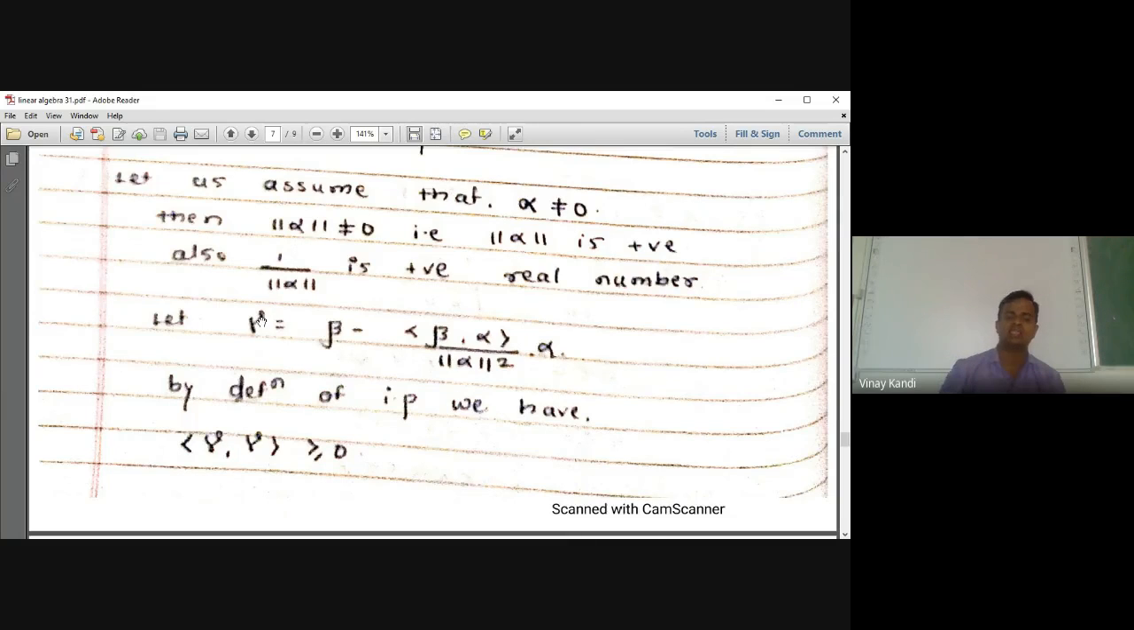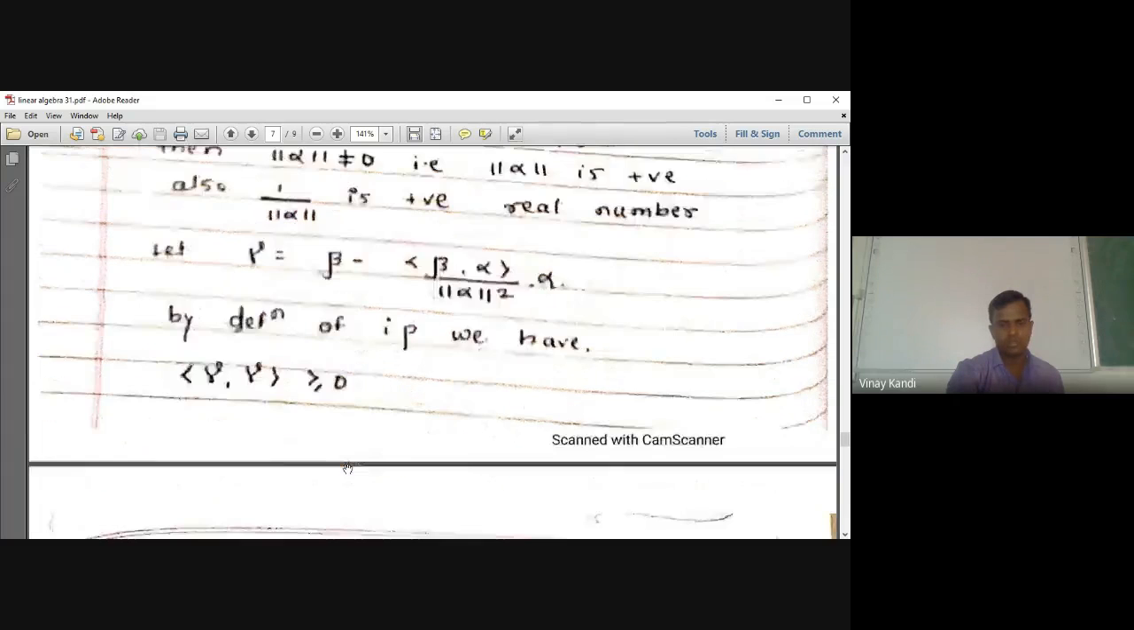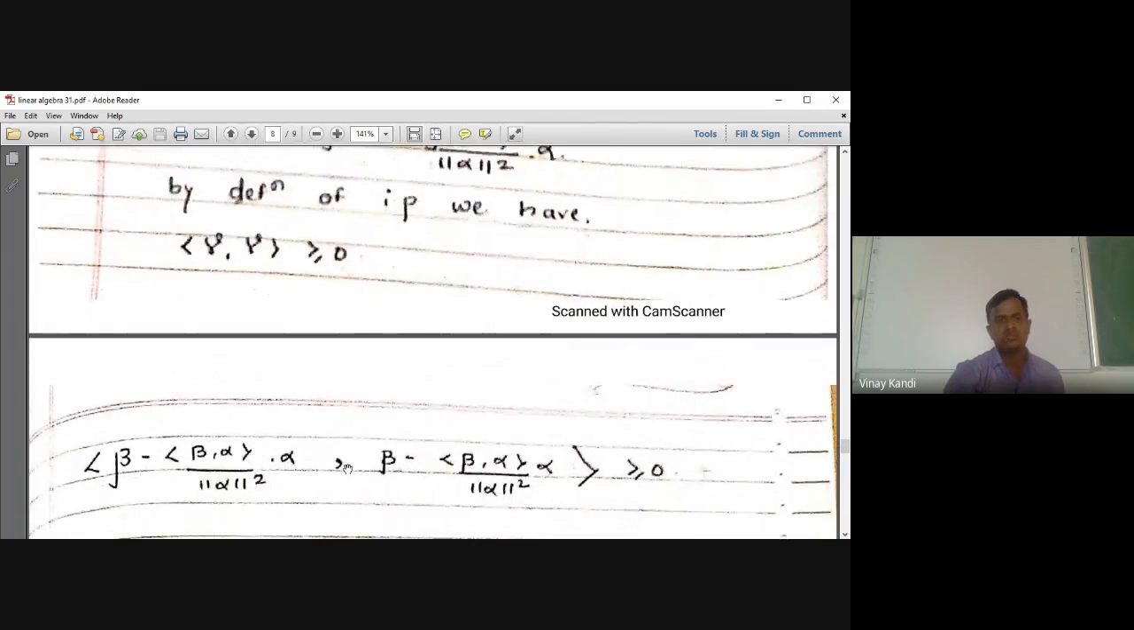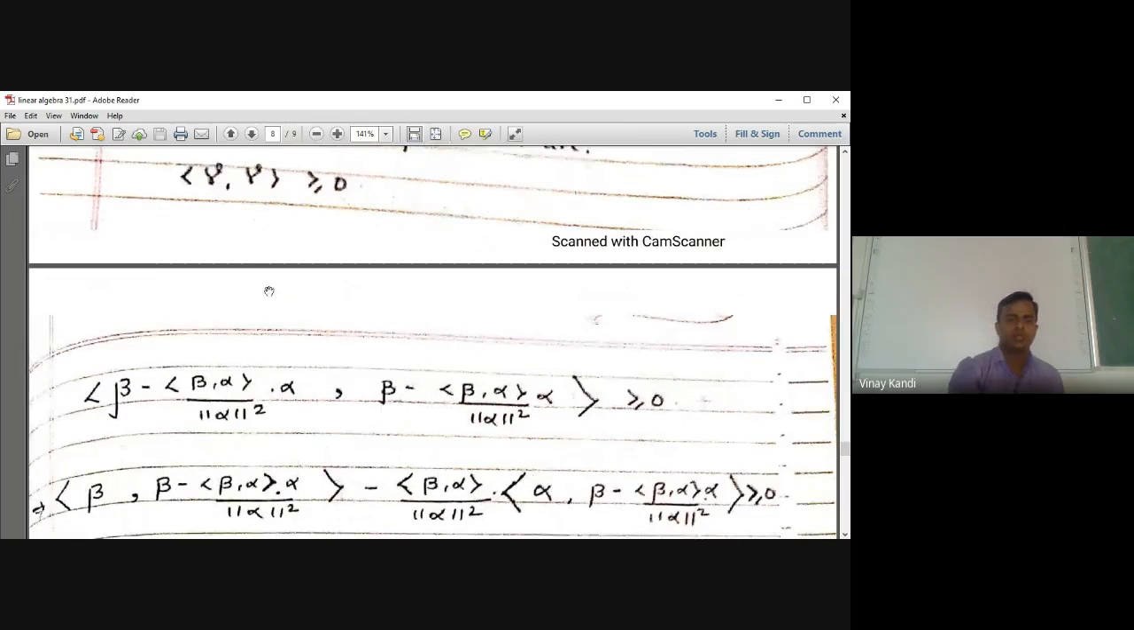Why are we defining it like this? We have to prove this Schwarz inequality. So we define the gamma vector like this: beta minus inner product of beta alpha upon norm alpha square into alpha. By the definition of inner product space, inner product of gamma and gamma is greater than or equal to 0. For any vector, the inner product with itself is always greater than or equal to 0.